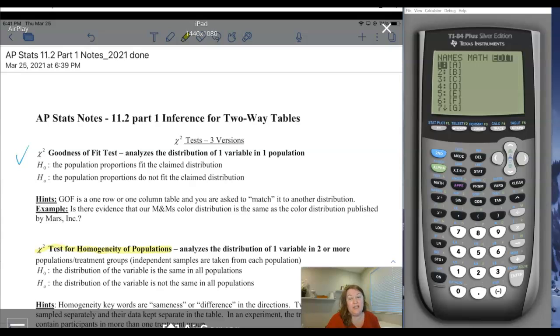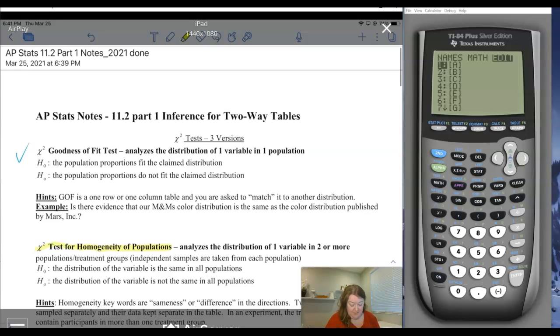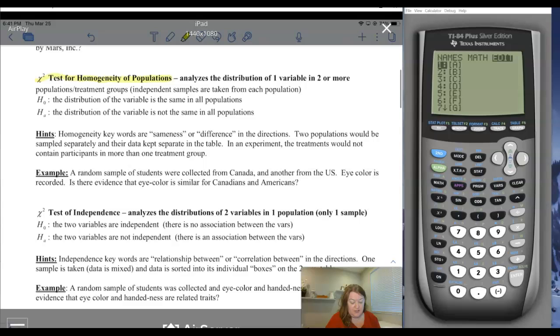We'd no longer be looking at what the percentages is that M&M and Mars gave to us. We just want to compare what it looked like 20 years ago to now and say, are they alike? Are they the same thing? So keywords for homogeneity are usually the idea of are they the same or has something changed?